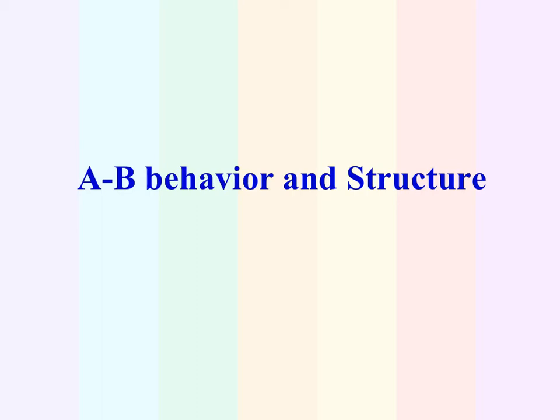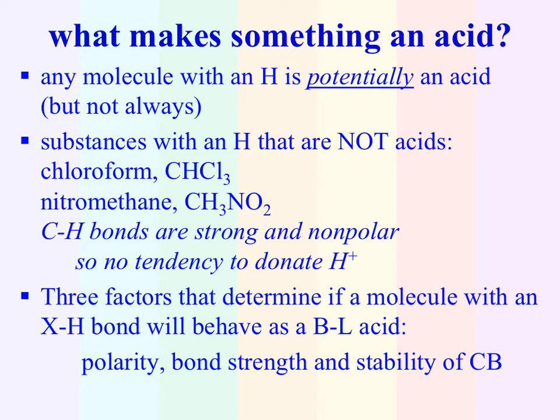So we're going to go ahead and look at the structures and behavior of specific acid and base groups, and basically come up with a few means to identify if something is going to behave as an acid or a base. Okay, so based on what we've been discussing so far, the question of what makes something an acid. The Bronsted-Lowry definition states that an acid puts protons into solution.